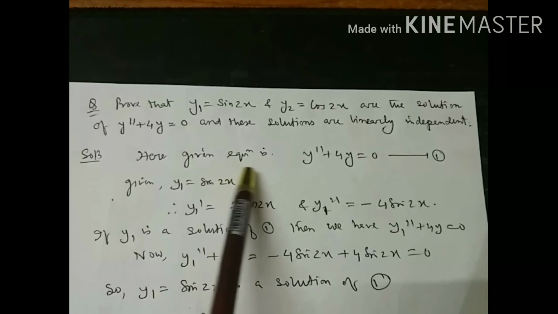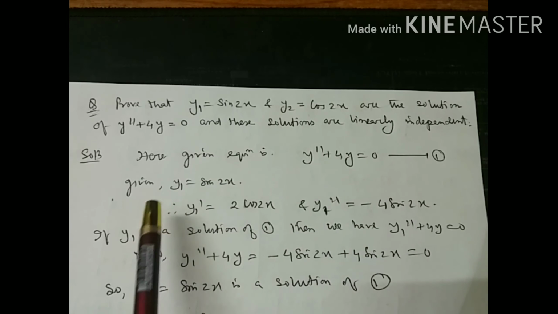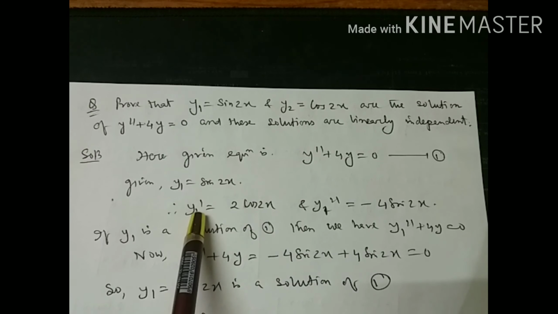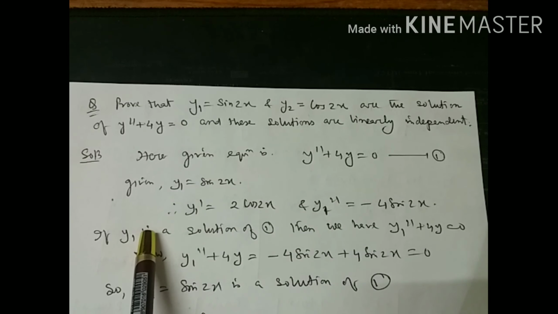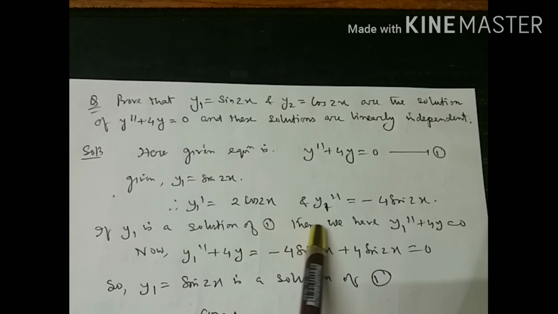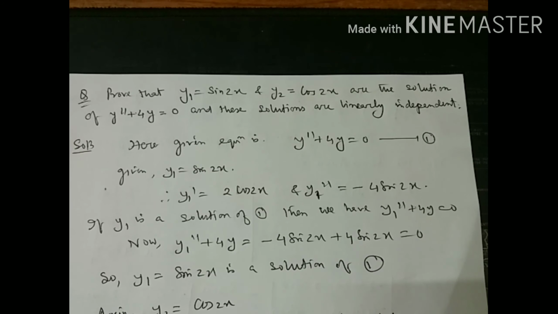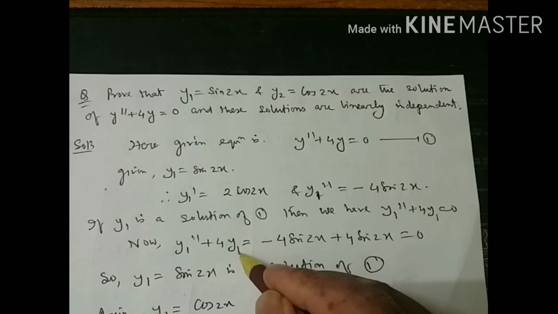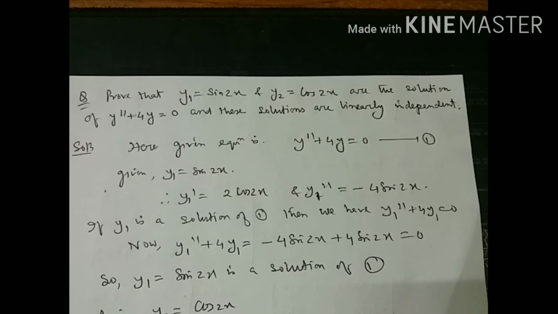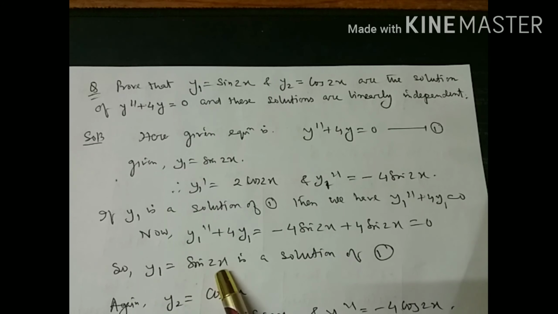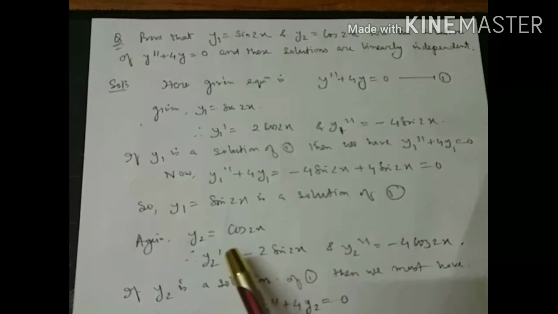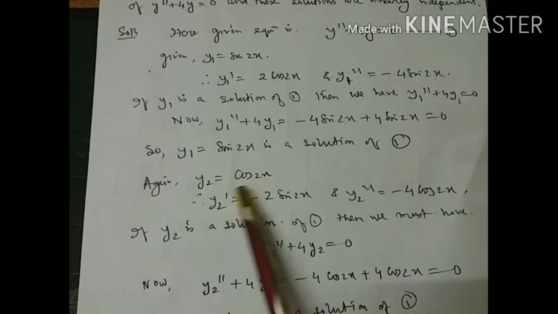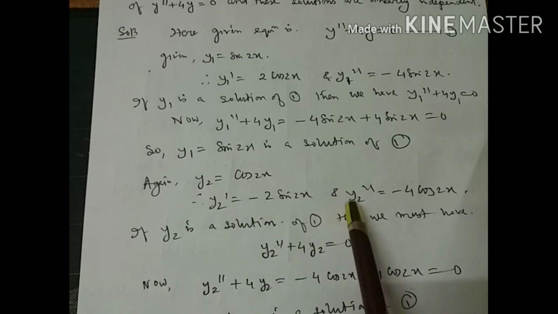So here the given equation is y'' + 4y = 0. Given y1 equal to sin 2x, we differentiate to get y1' and y1''. If y1 is a solution of equation 1, then we must have y1'' + 4y1 equal to 0. Putting the values in, after calculation we see that this is 0. That means y1 satisfies this equation, so y1 equal to sin 2x is a solution of 1. Similarly, the second function y2 equal to cos 2x, y2' and y2''.